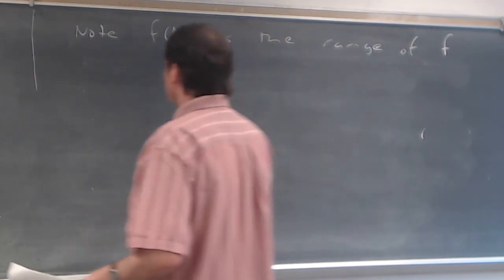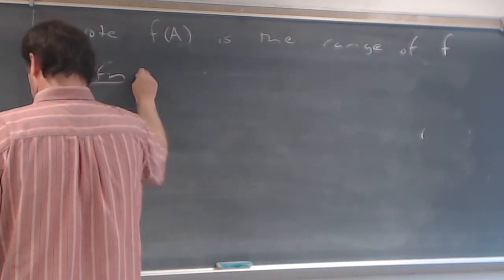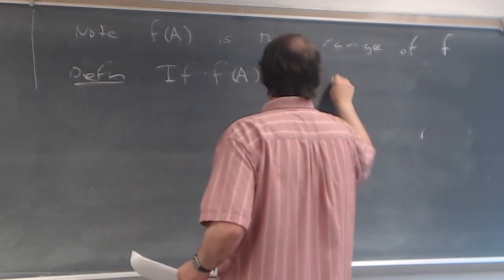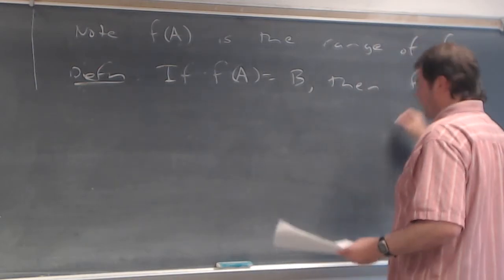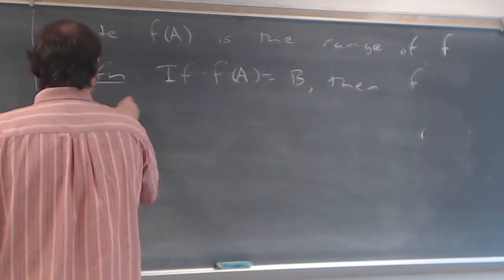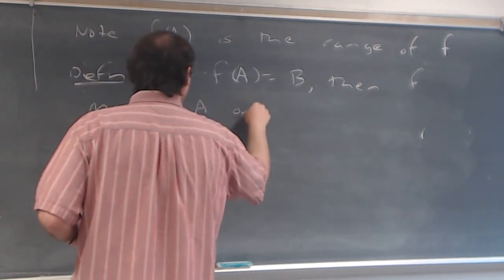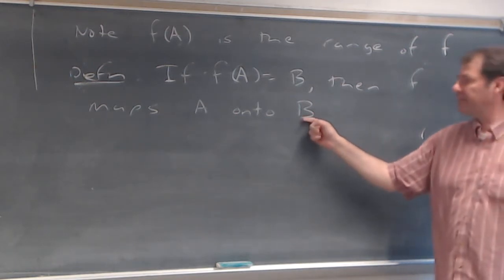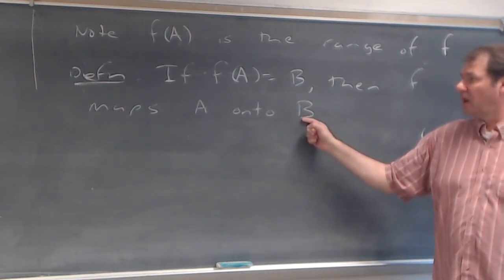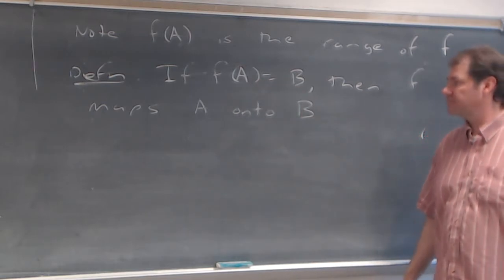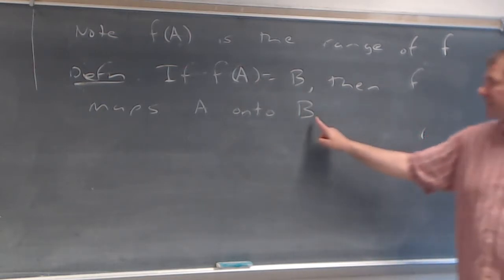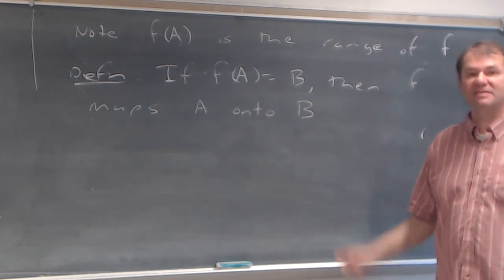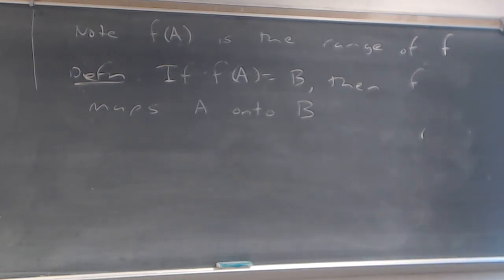Then we have a new definition. It says if f of A equals B, then F maps A onto B. And the idea here is everything in B gets hit by something in A by F. So for each element in B, there's something in A that F will send into it. That's what it means for F to be onto.